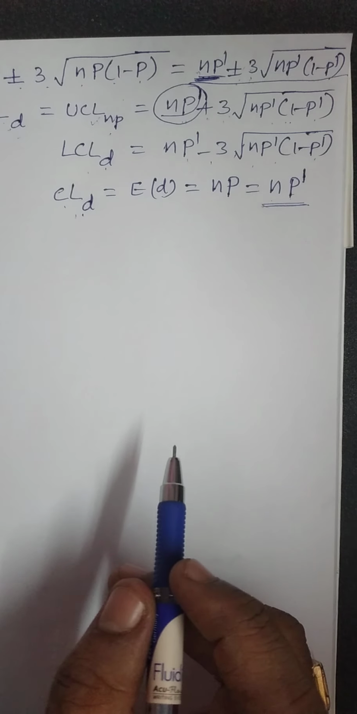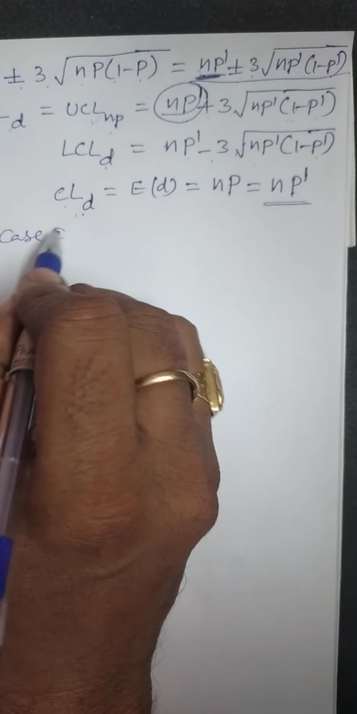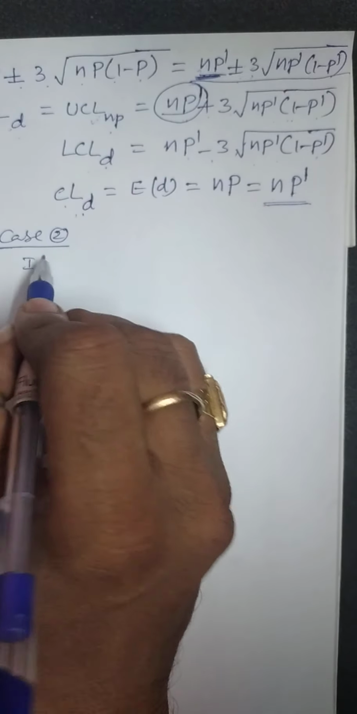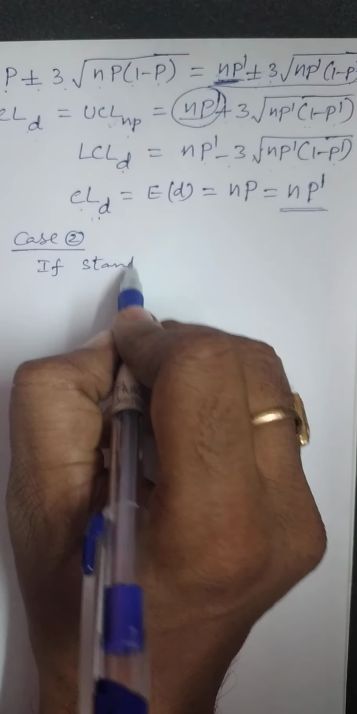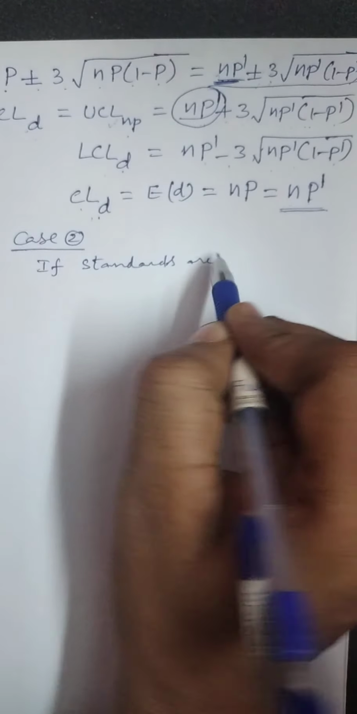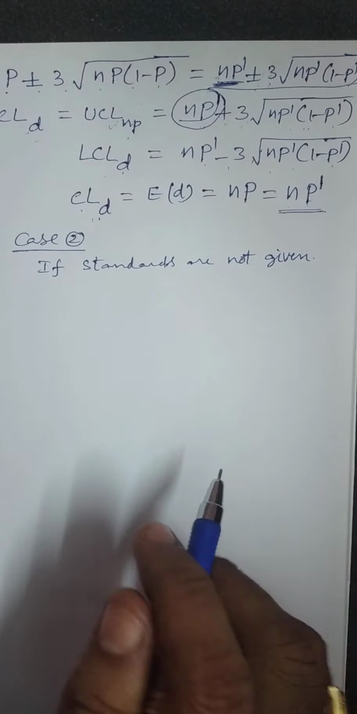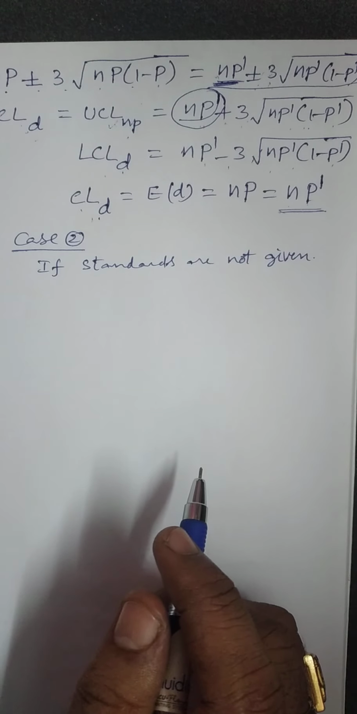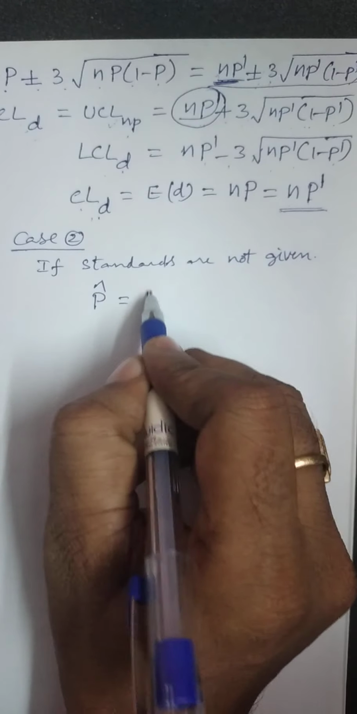In a case where standards are specified, standards are given. Now come and consider case 2. Case 2 is nothing but if standards are not given, in which we have to estimate capital P with small p bar.